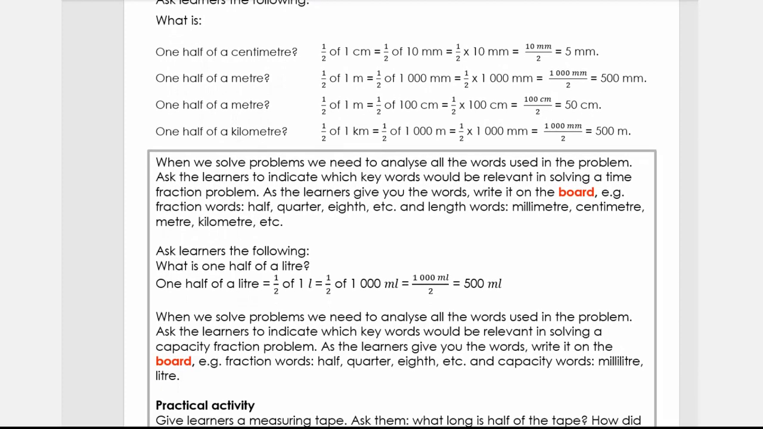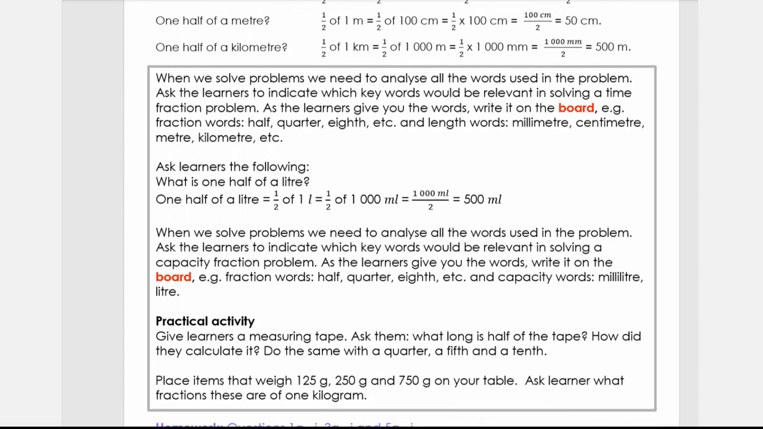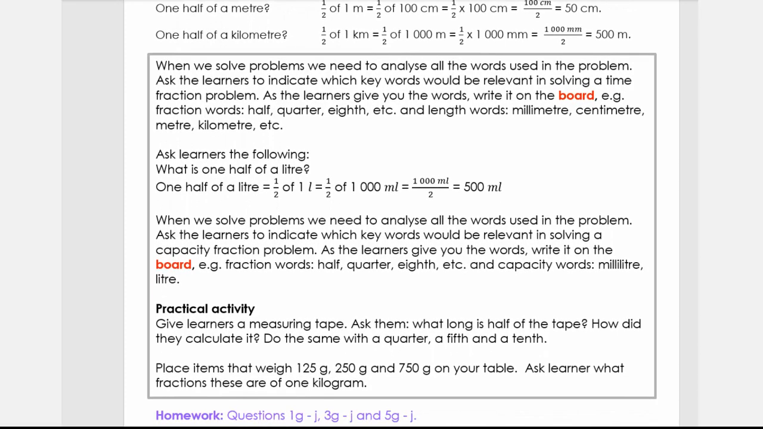It's very similar to what we did in the previous lesson. But this will include capacity, it will include some mass. So these are all the types of words that we will get when we solve fractions through measurement. So I want you to pause and read through this.